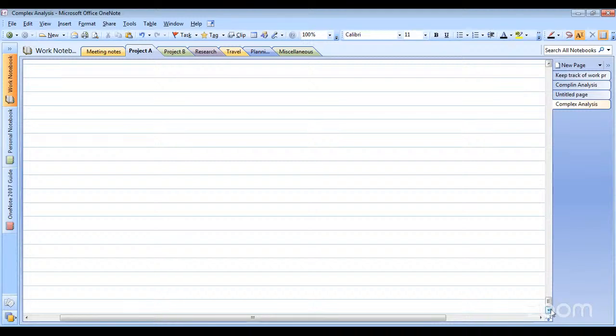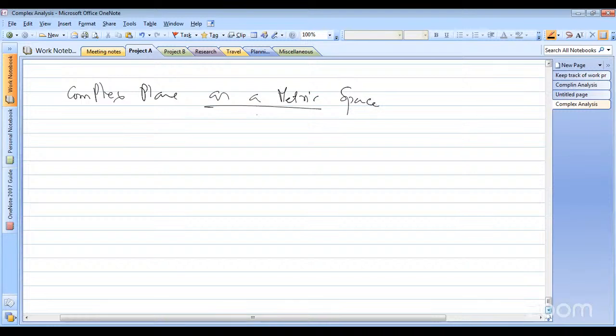Complex plane as a metric space we are discussing right now. In this section, we gather together necessary metric properties of the complex plane which are required for the study.